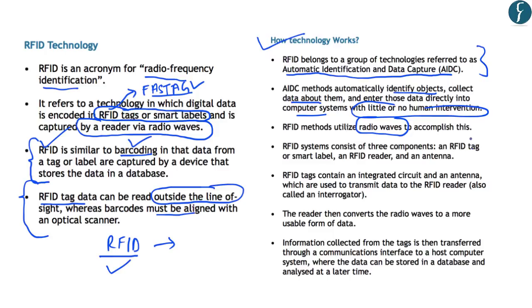Now there are three components in a RFID system. First is the RFID tag or a smart label. Second is an RFID reader or scanner. And the third is an antenna.